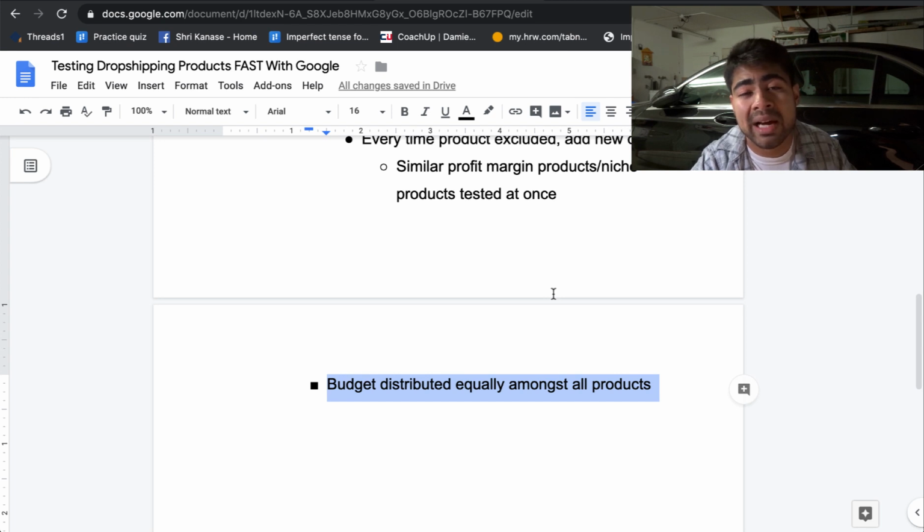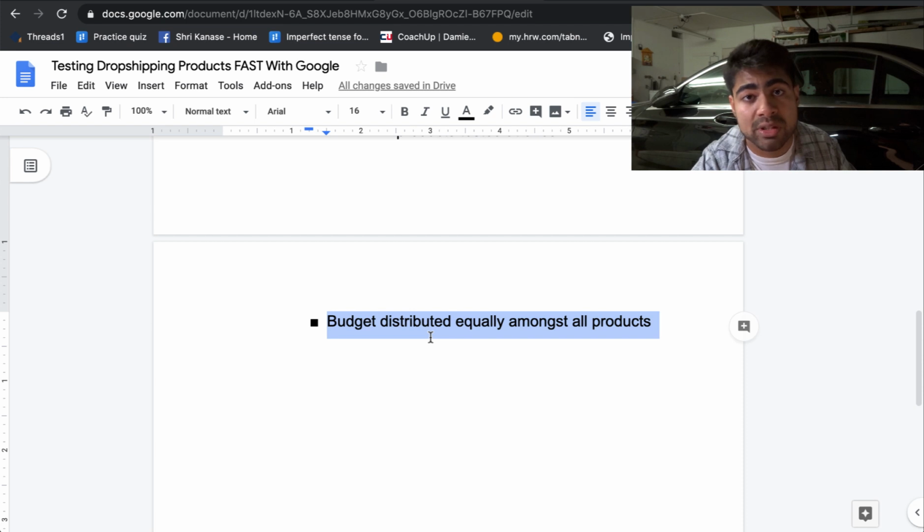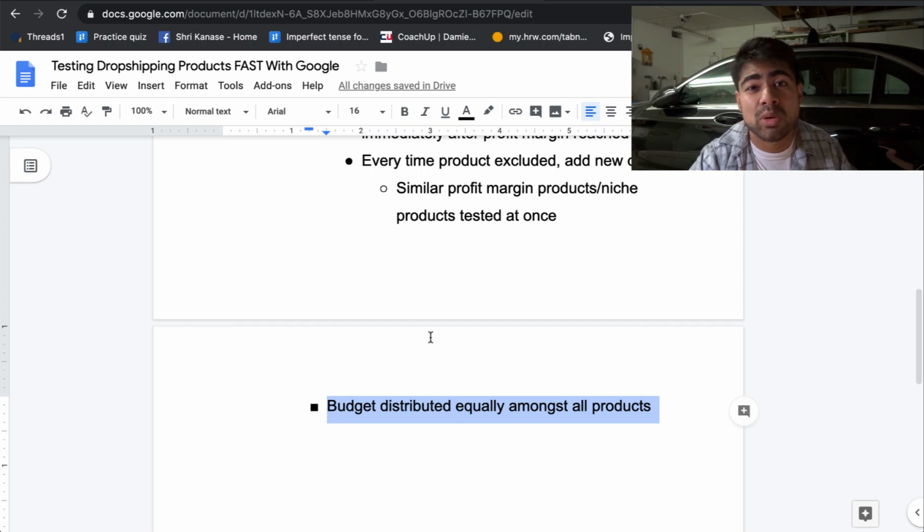So the main goal behind creating the second campaign and to test the products fast is to distribute the budget equally. So even if the product isn't a winner, we'll know right away with this new campaign. But this is the exact strategy, as you guys saw, that is leading me to a good amount of return on ad spend, along with good high sale amounts every single day, roughly $1,000 to $2,000 every single day.